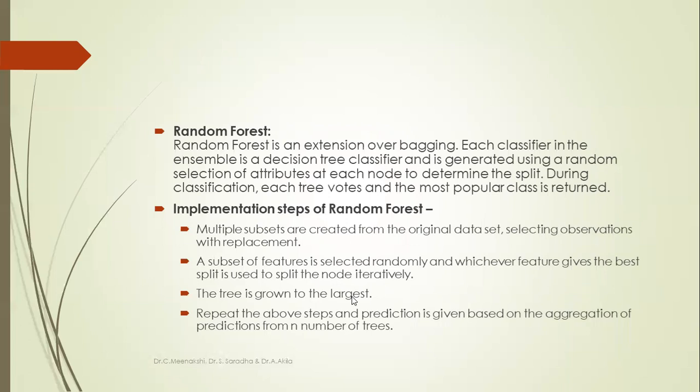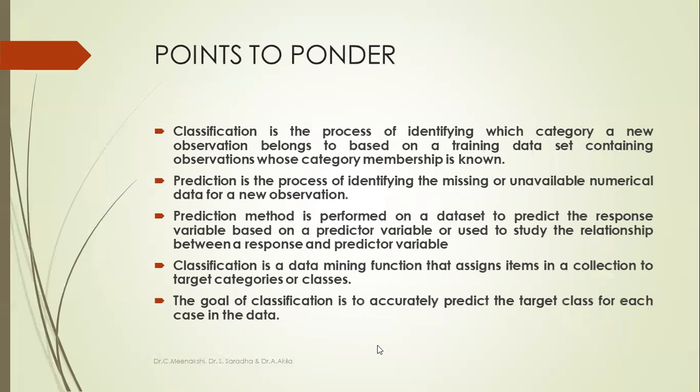Now the implementation of random forest. Multiple subsets are created from the original data set, selecting observations with replacement. A subset of features is selected randomly, and whichever feature gives the best split is used to split the nodes iteratively. The tree is grown to the largest extent. Then repeat the above steps, and the prediction is given based on the aggregation of predictions from n number of trees. This is how it is done.